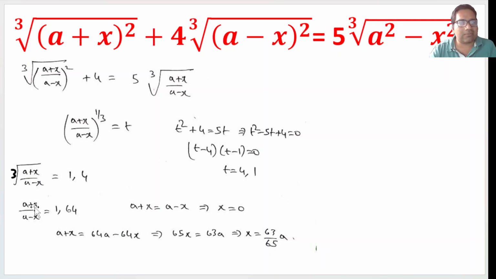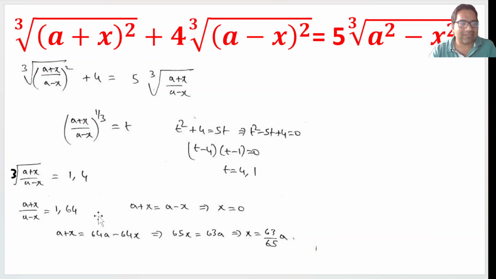Now, what does that mean? a plus x equals 1 into a minus x. That means a plus x equals a minus x, so 2x equals 0, that means x is 0. So x equals 0 is one solution which we have figured out just by looking at the problem. This is not a great intelligent thing. Then let us look at the other one.